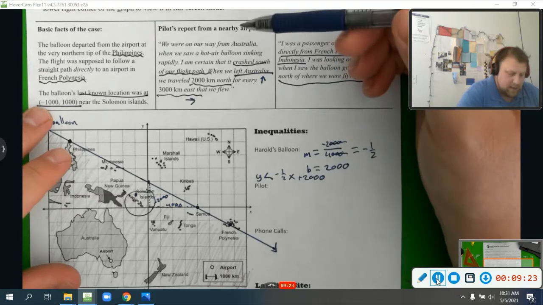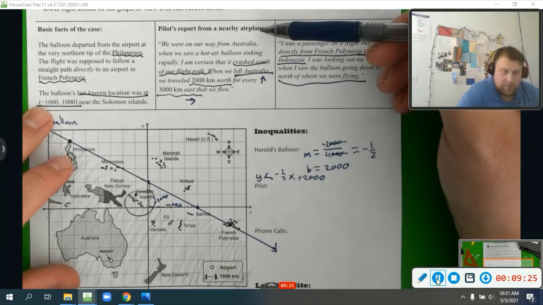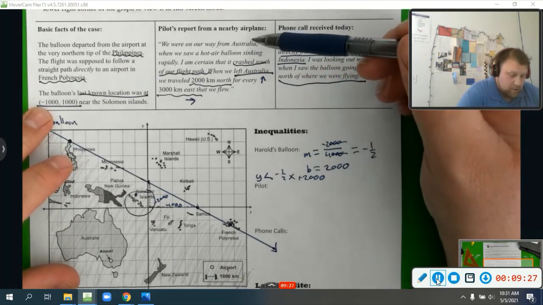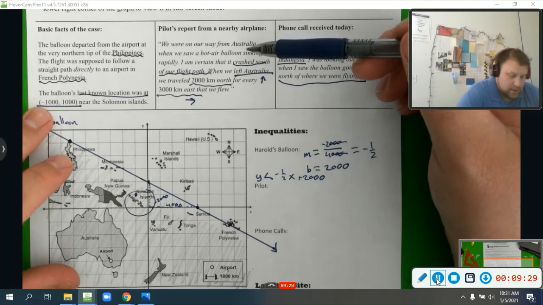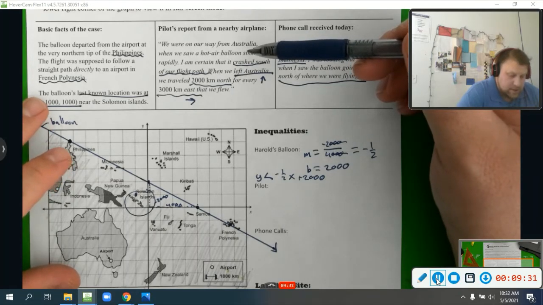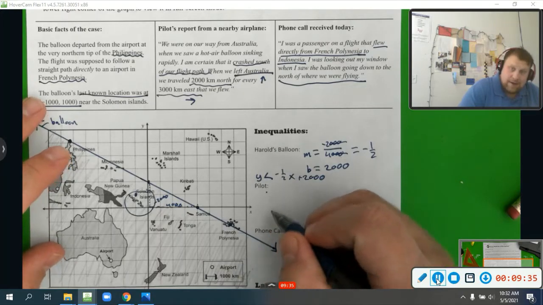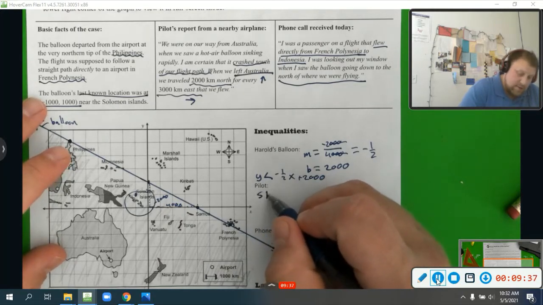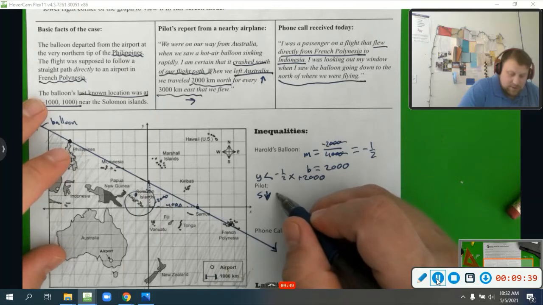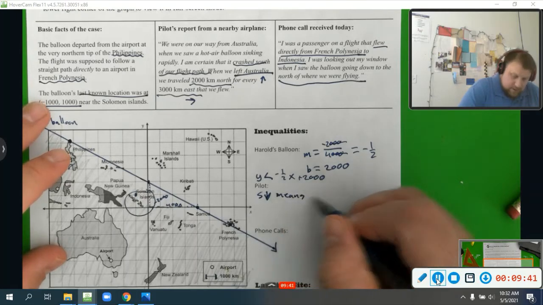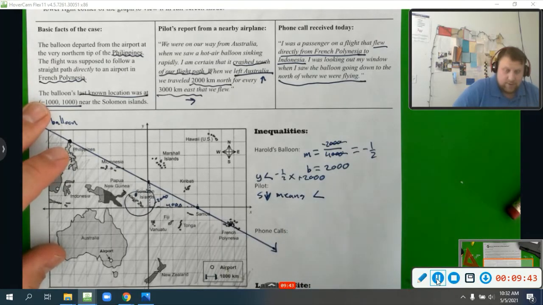Now let's read about the pilot. Pilot's report from nearby plane. We were on our way from Australia when we saw a hot air balloon sinking rapidly. I am certain that it crashed south of our flight path. So again, south is down. So south is down, which is less than again. So we're doing another less than.